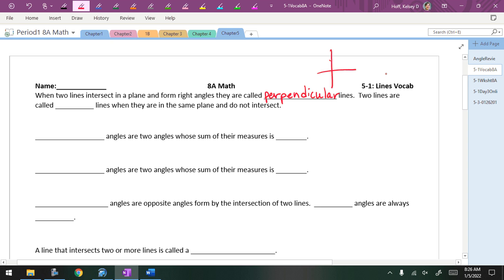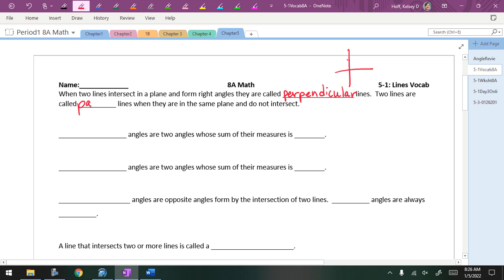Two lines are called blank lines when they're in the same plane and they do not intersect. Parallel. P-A-R-A-L-L-E-L. Perpendicular is 90 degrees. Parallel, they never cross one another. An acute angle is less than 90. Obtuse is more than 90.